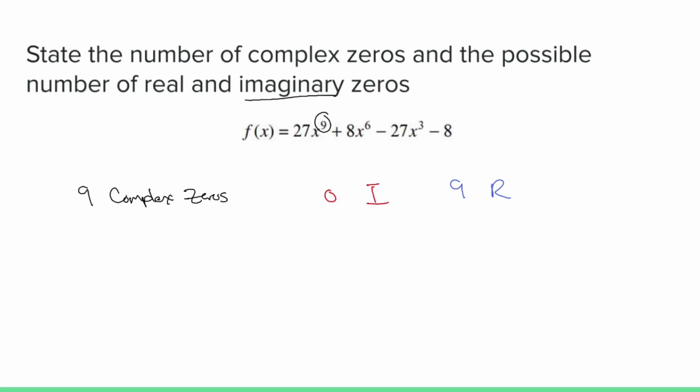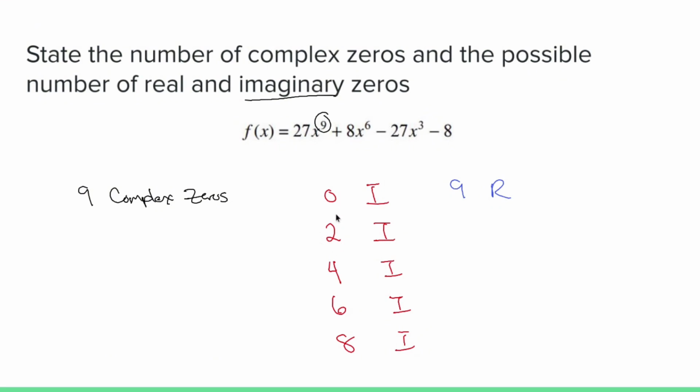Okay, and then you work your way up by even numbers. So that's a possibility. Here's another possibility: 2 imaginary. You could have 2 imaginary, 4 imaginary, 6 imaginary, and 8 imaginary. You can only have an even amount of imaginary numbers all the way up to the number of complex numbers that you have.